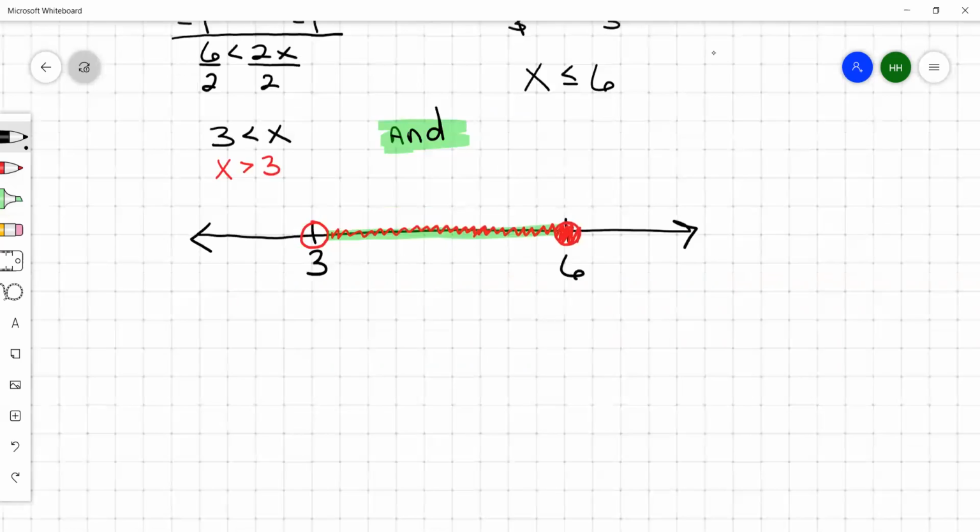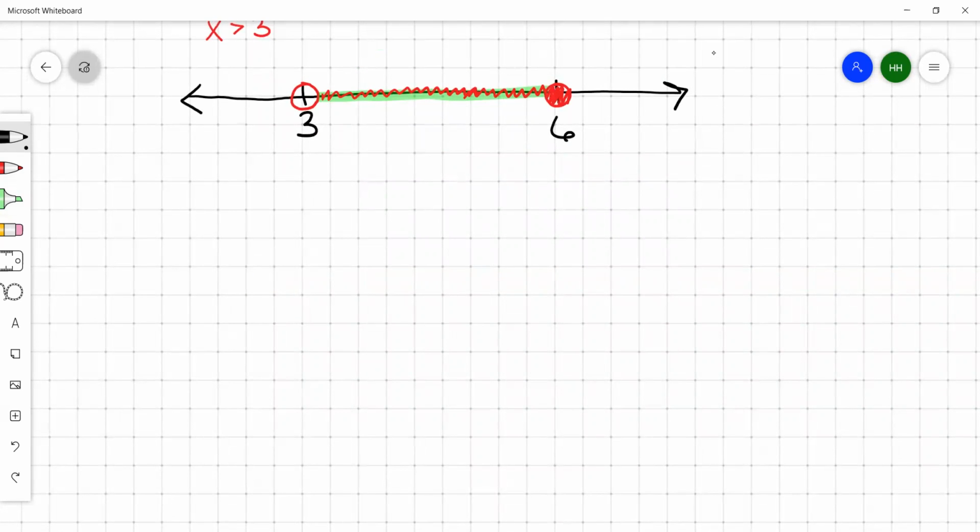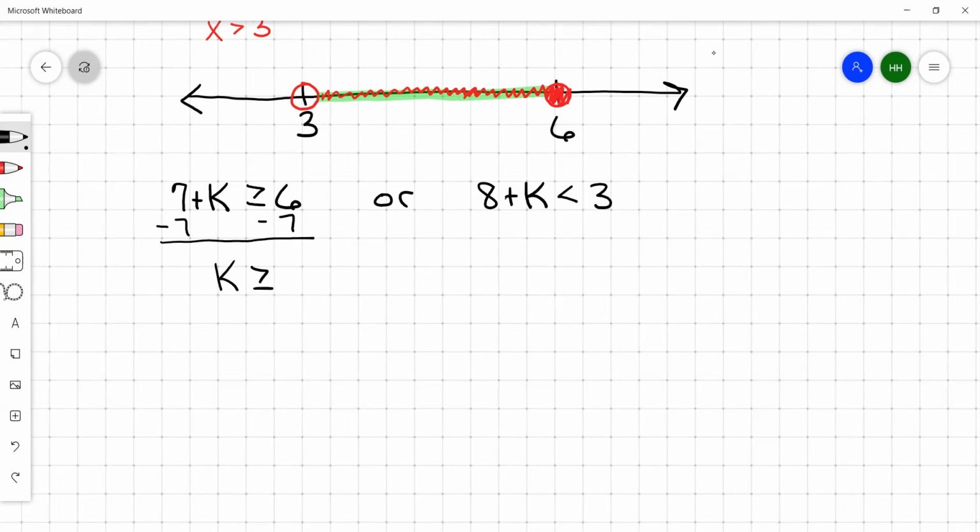The other type of problem that you'll have today is going to be a compound inequality with the word or. So let's say you get 7 plus k greater than or equal to 6, or 8 plus k is less than 3. We're going to solve both inequalities and then graph both solutions. So if I start on this left-hand side and subtract 7 from each side, I get k is greater than or equal to -1. I drop down the word or. I solve the inequality on the right, subtract 8 from each side. And my k is less than -5.